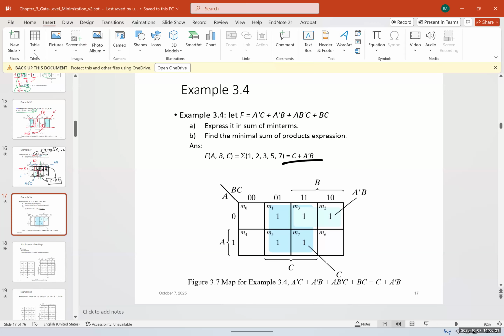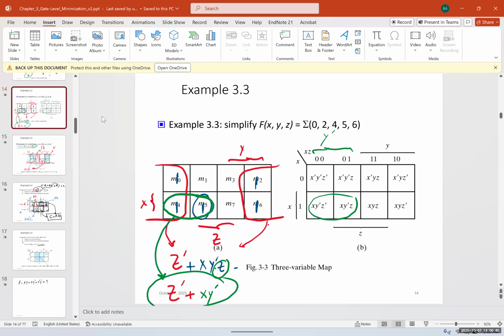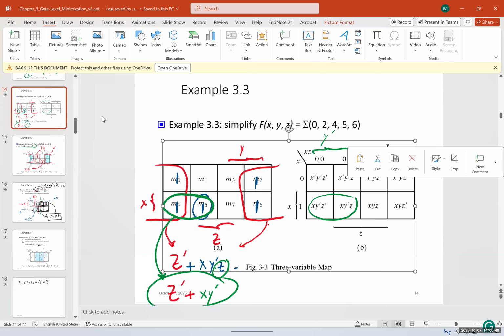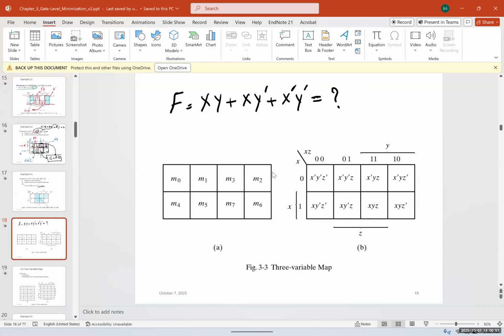Now let me give you another example. Imagine if we want to simplify f is equal to xy plus xy prime plus x prime y prime. I want to find the simplified version of this. And let me copy the K-map, so it will help you as well. So again, I have this function xy plus xy prime plus x prime y prime. I want to see if I can simplify this.